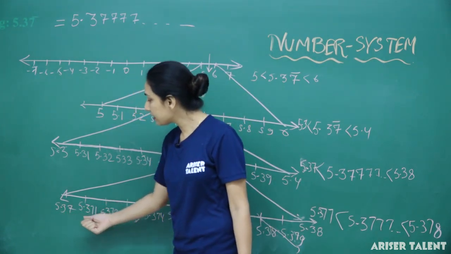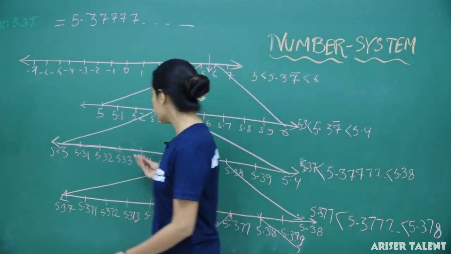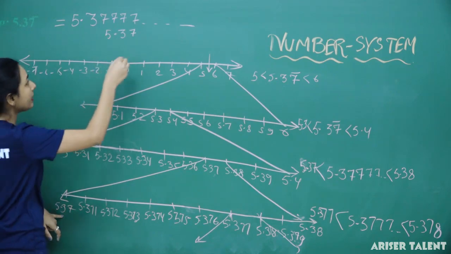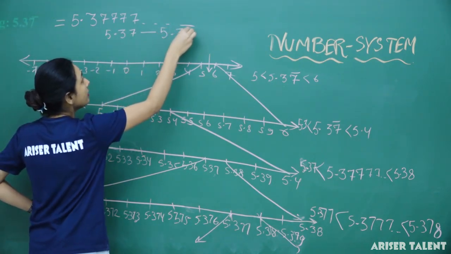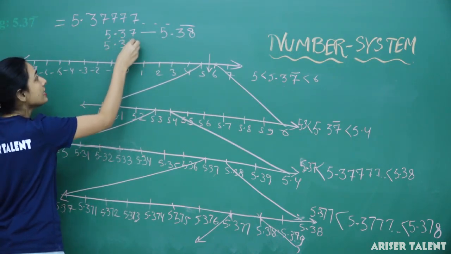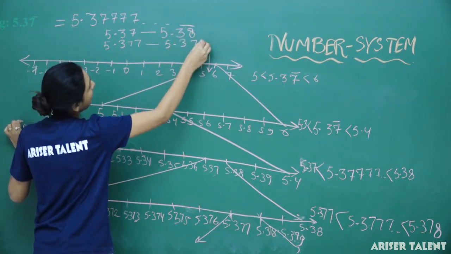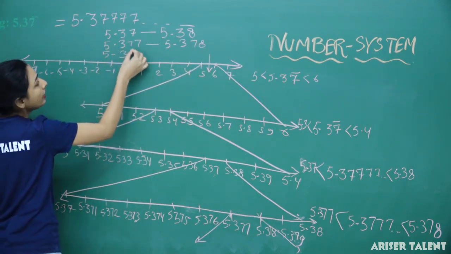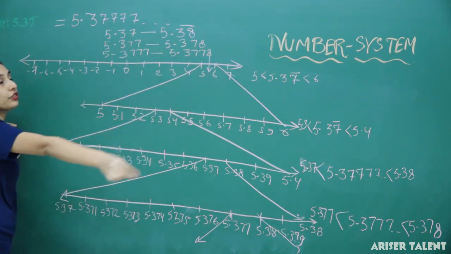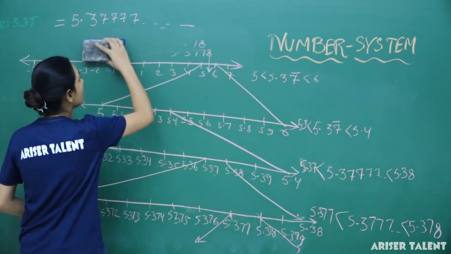That will be 5.37 here, then 5.377 to 5.378 here, something like that. Last time we took 5.37 to 5.38. After that we will be taking 5.377 to 5.378, then we will be taking 5.3777 and 5.3778, and this process will be repeating itself on and on and on. So that means this is not going to stop.